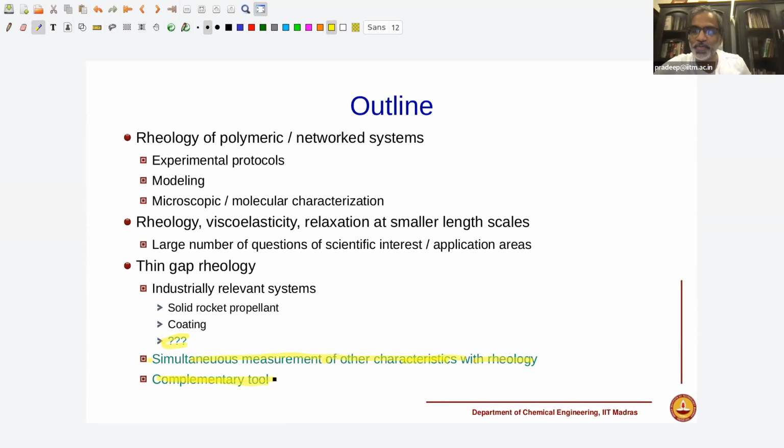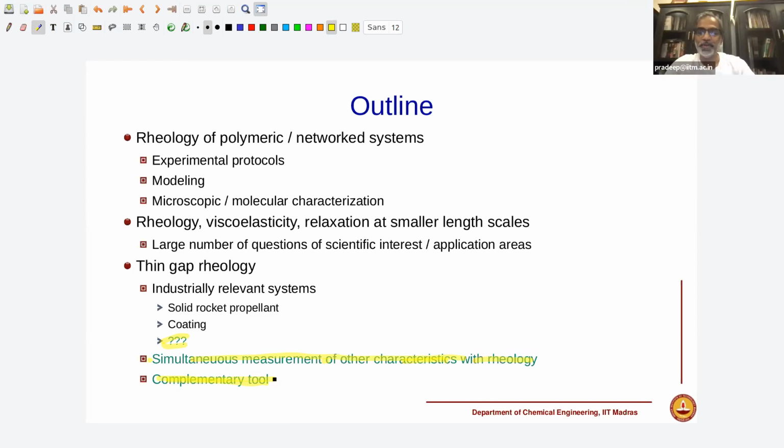That is where spectroscopy and others can play a role, to complement. So that's why we have to do bulk rheology, molecular simulations, and spectroscopy to really complete the picture.